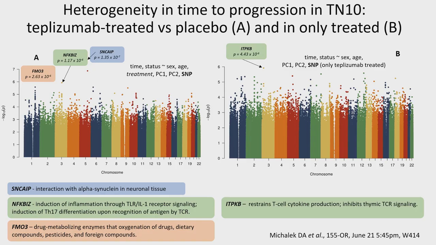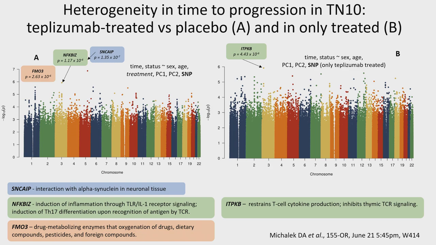And so Steve's group, and this data was presented by Dr. Michalik and his group, was able to analyze whether there were differences in teplizumab treated individuals versus placebo-treated individuals, and then also looking at variations in only those who were treated. And so some, I think, intriguing results suggesting that there are indeed variants that regulate pathways like inflammation or T-cell mediated cytokine production, thymic TCR signaling that could have impact on therapeutic efficacy in trials.